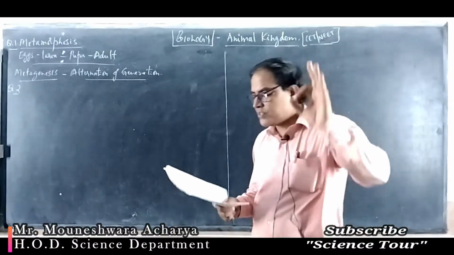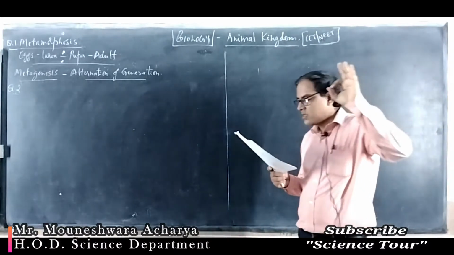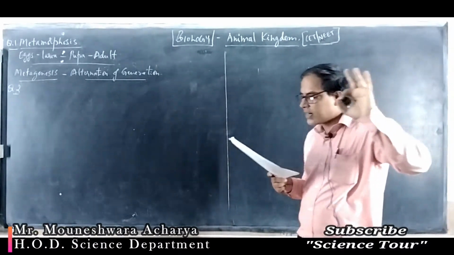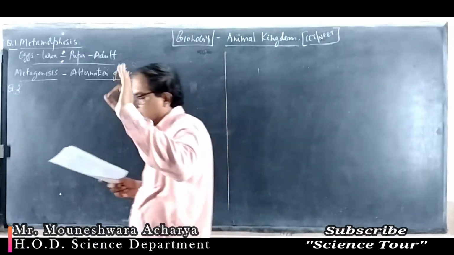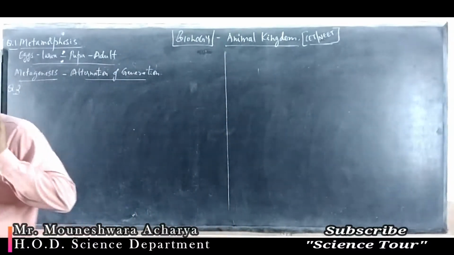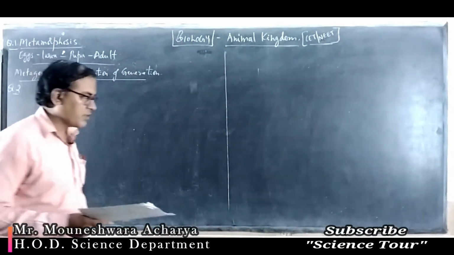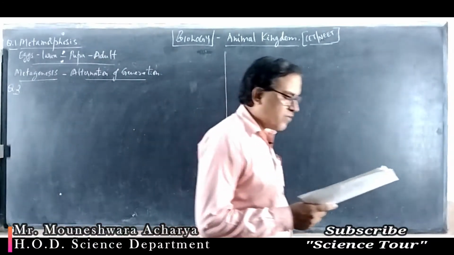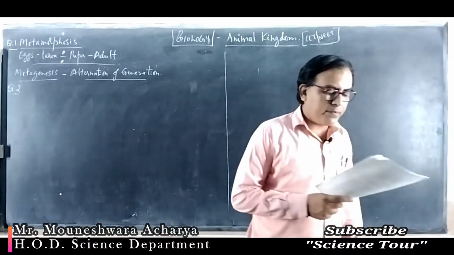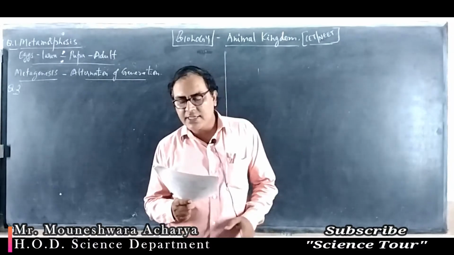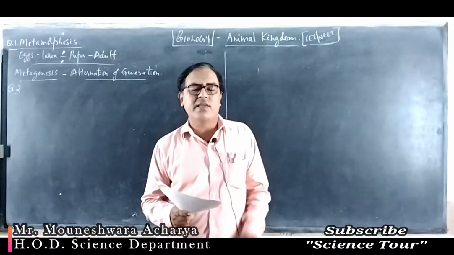So the option is option B, crocodiles, birds and mammals. Got my point? We'll move to the next question. Question number 4. Which of the following pairs of animals has non-glandular skin?